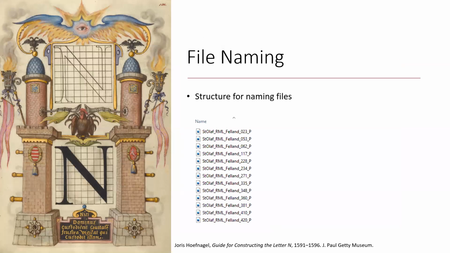File naming is also pretty self-explanatory. This is the structure for how you choose to name your files. Your files should be named consistently and be consistently structured. We'll discuss a little bit more about this soon. I just have a sample here of a group of file names in a directory.